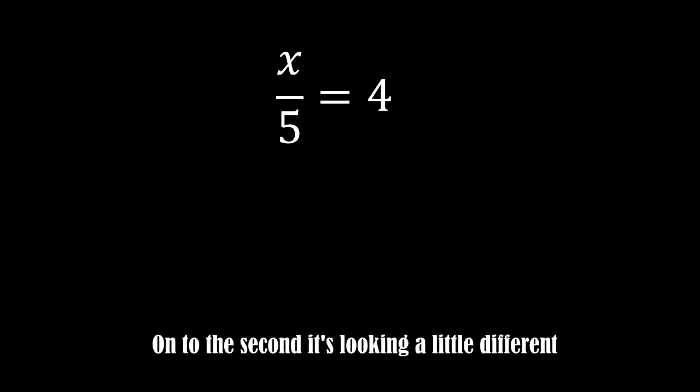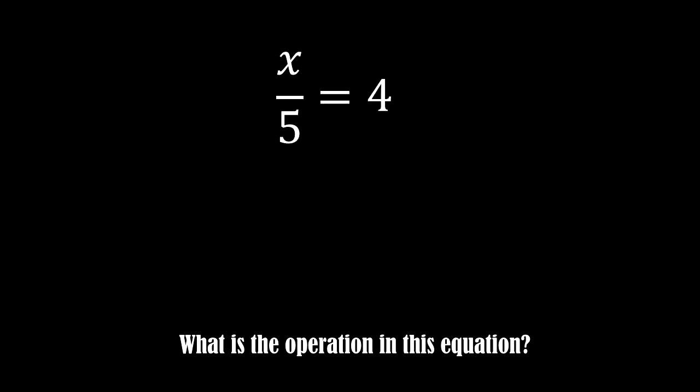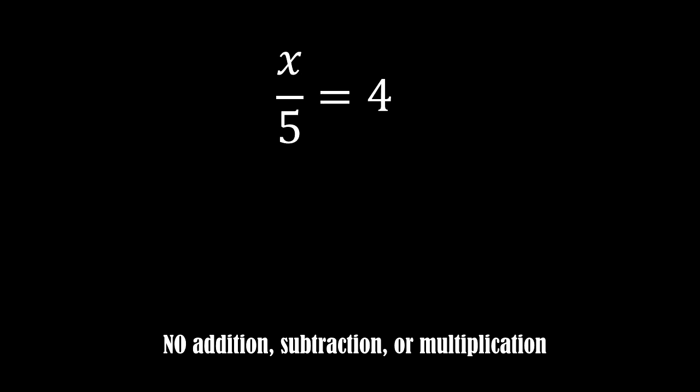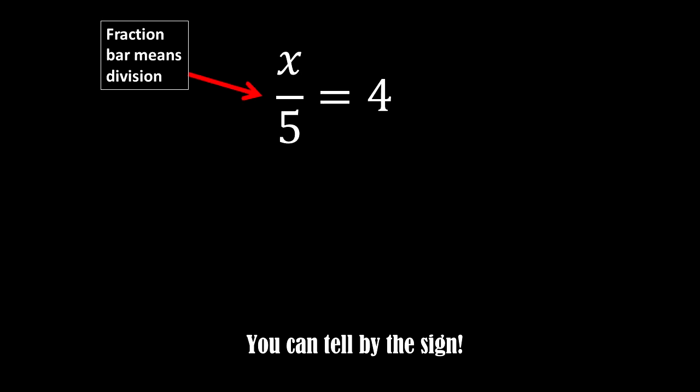On to the second, it's looking a little different. X divided by 5 equals 4, let's make a decision. What is the operation in this equation? No addition, subtraction, or multiplication. Only one left, that is division. You could tell by the sign.